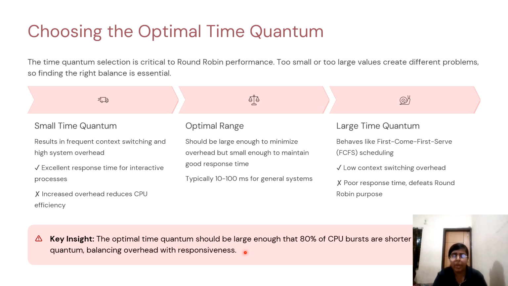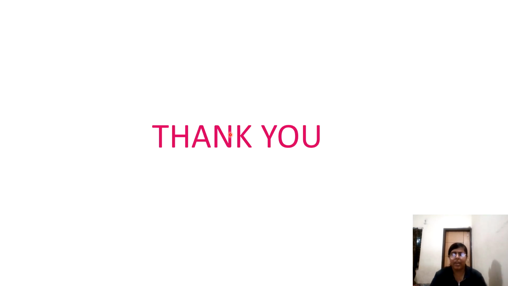So the time quantum should be large enough. Around 80% of CPU bursts should be shorter than the time quantum, balancing overhead with responsiveness. So that was it from my side.